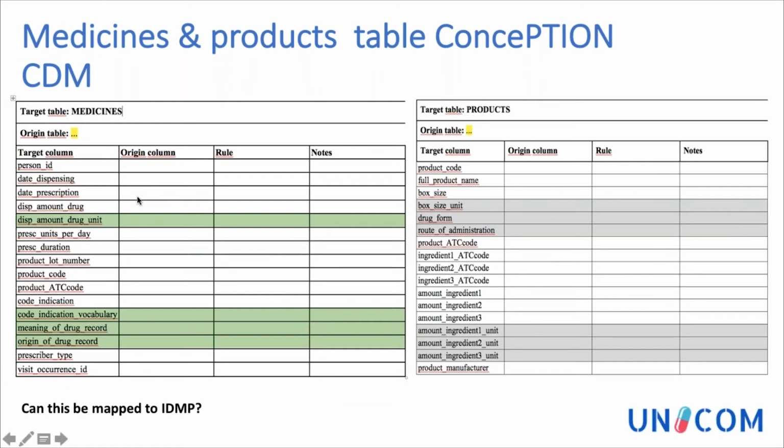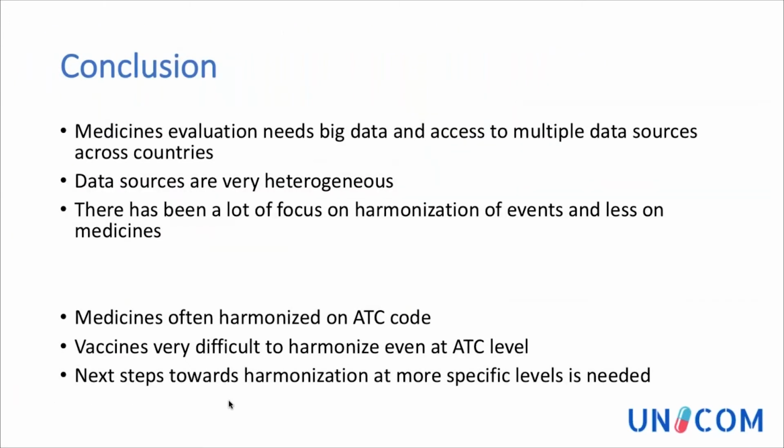But so this is the medicines table. You would have the person ID, the date of the dispensing, prescription, the product code, the local product code, the ATC code, and then this would be able to be linked to a products table where you have more detail on the product code, almost like the pharmaceutical product actually. And so the key question that we are having now is whether IDMP would actually make this easier, or whether we could use these tables to immediately map to the IDMP, so that we can collaborate better and take the hurdle on the improved medicines harmonization across databases in Europe.